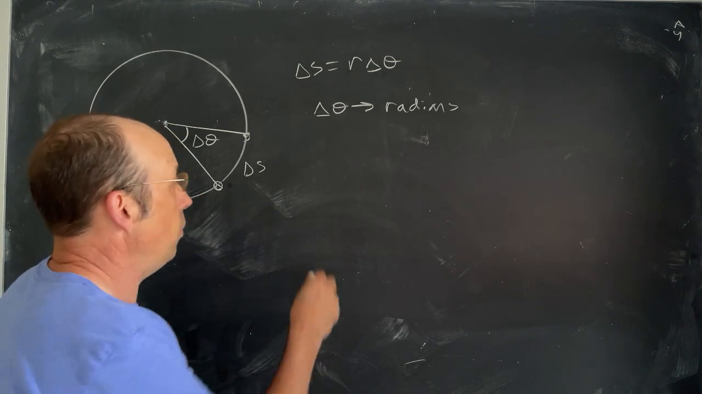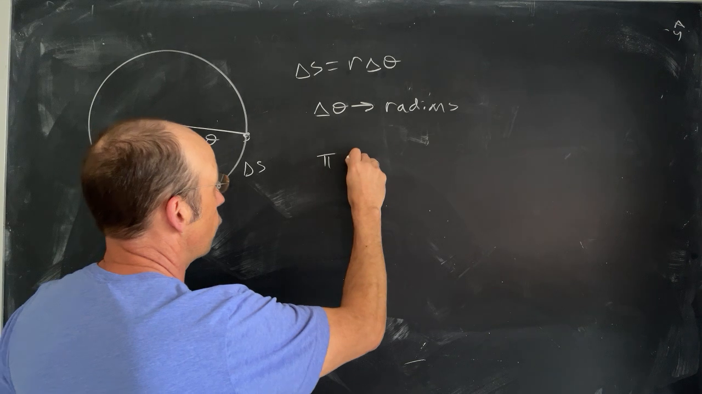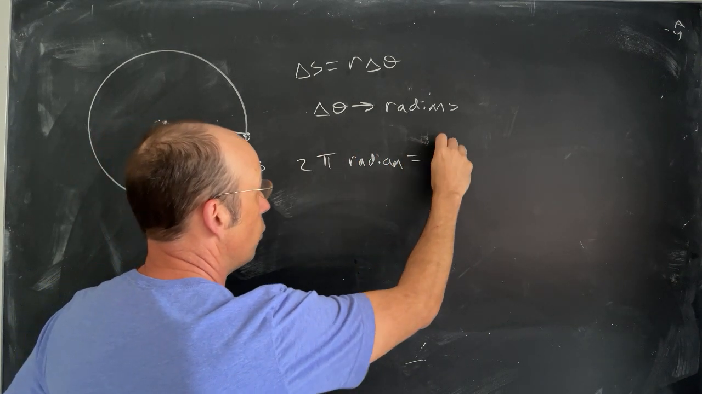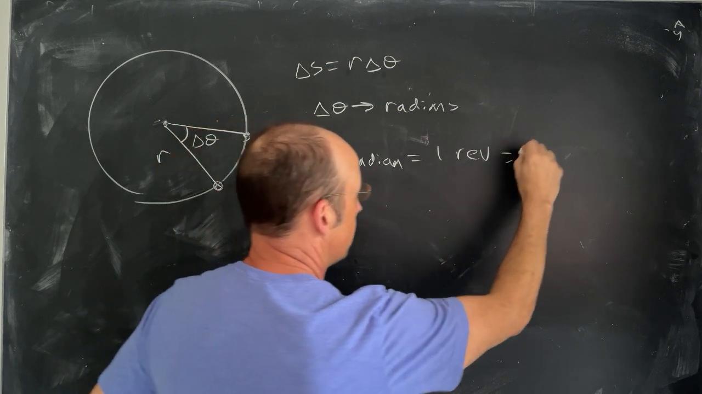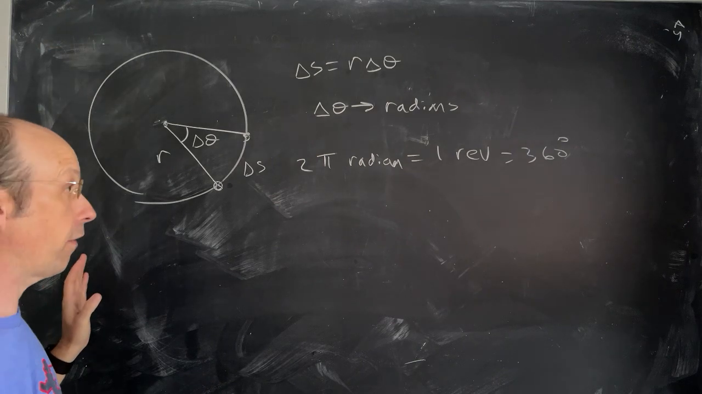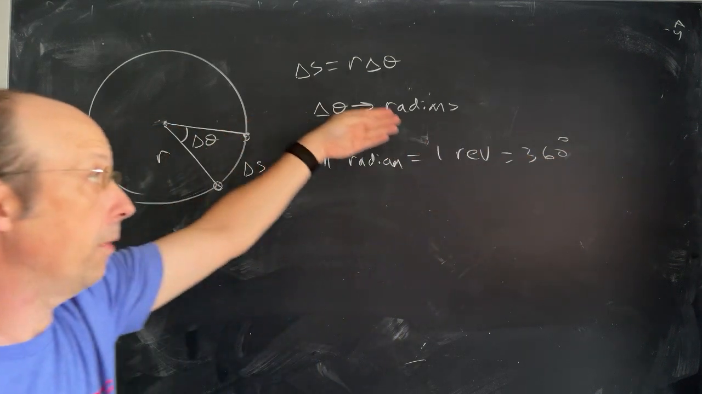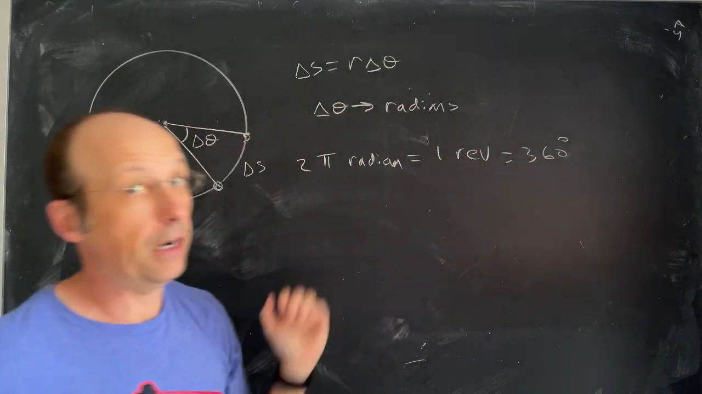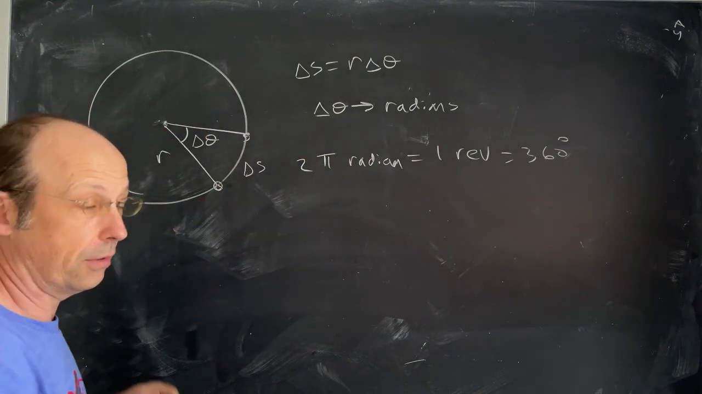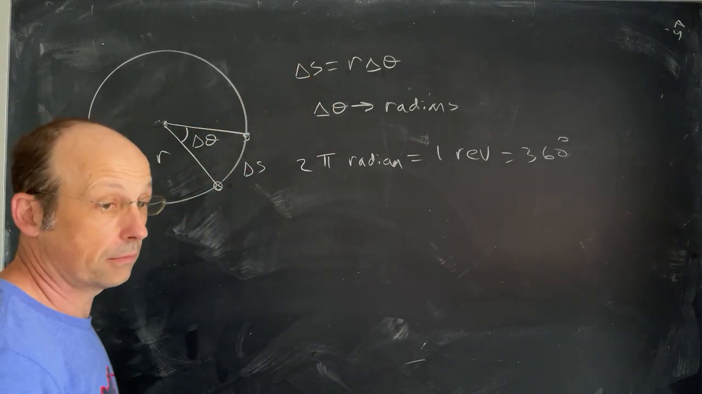Okay, so just a quick review. If I have, let's say, 2 pi radians, that is equal to 1 revolution, which is equal to 360 degrees. So if I go all the way around the circle, that's 1 revolution, that's 360 degrees, that's 2 pi radians. So you can use this to convert from revolutions to radians, or degrees to radians, or whatever you want. Or at the end, maybe you have the answer in radians and you want it in degrees. You can do that too. We're not going to focus on that. This is important though.